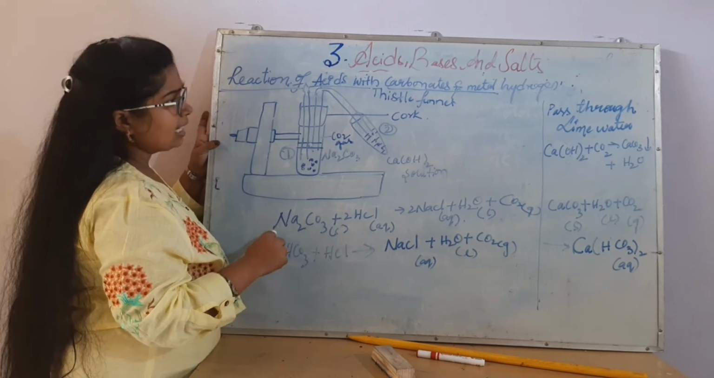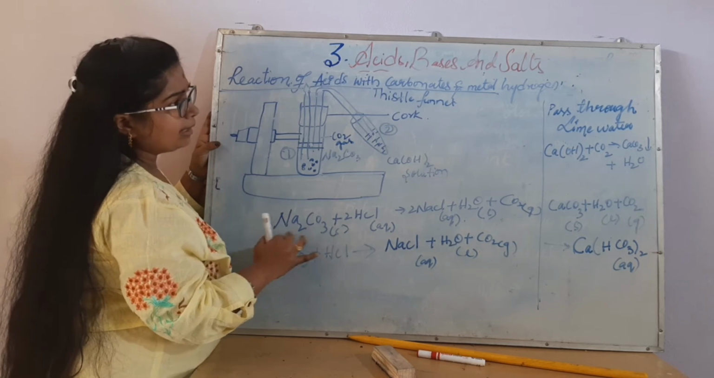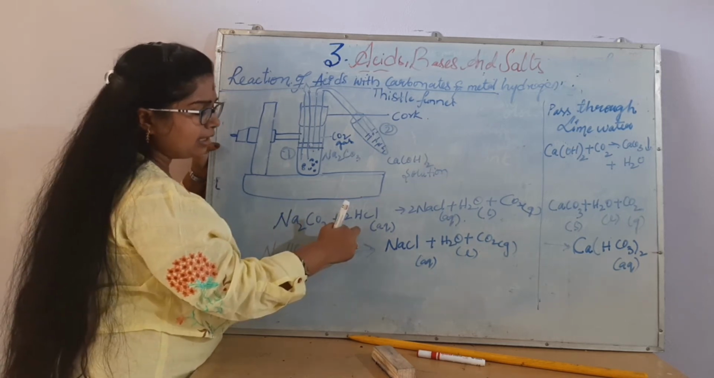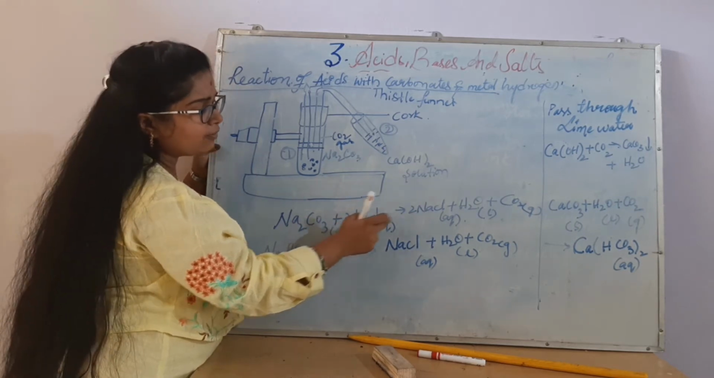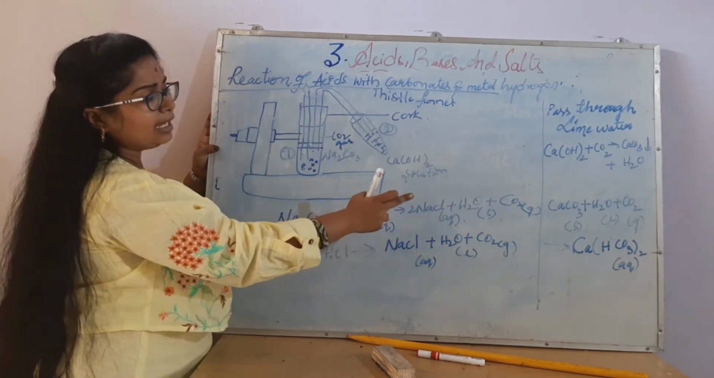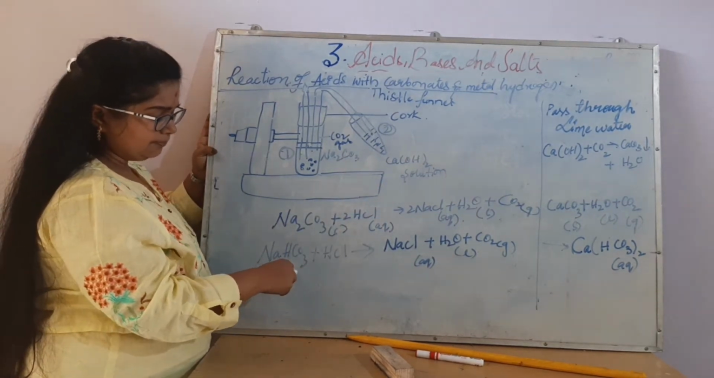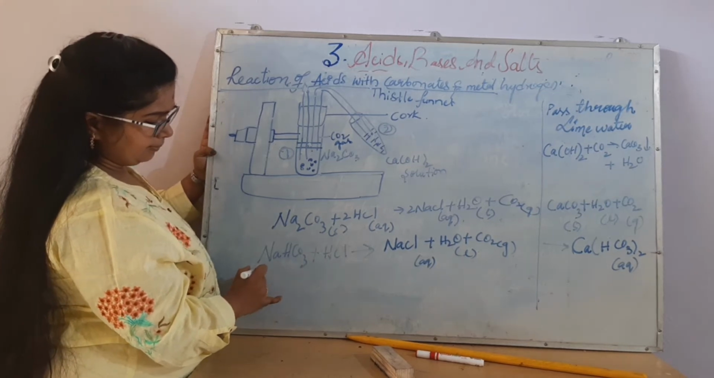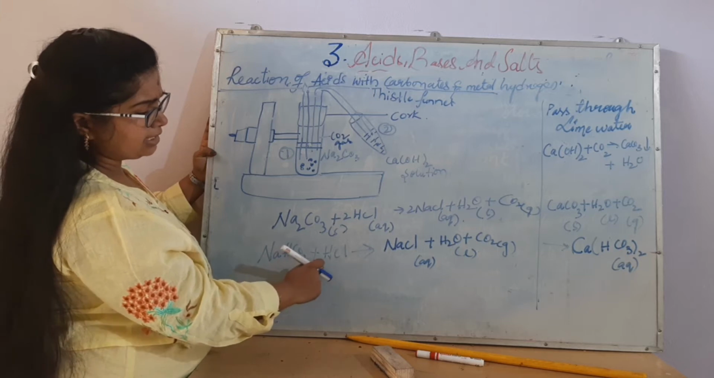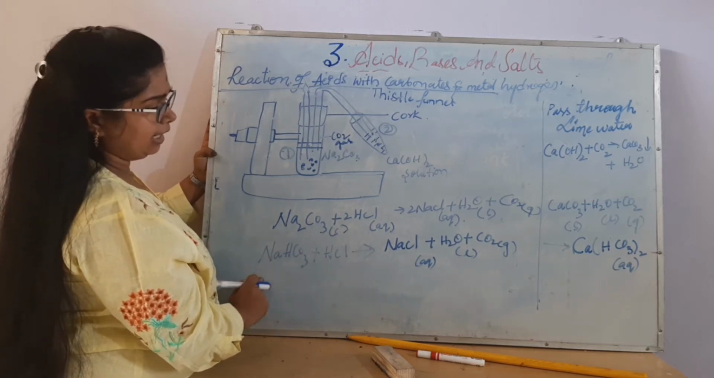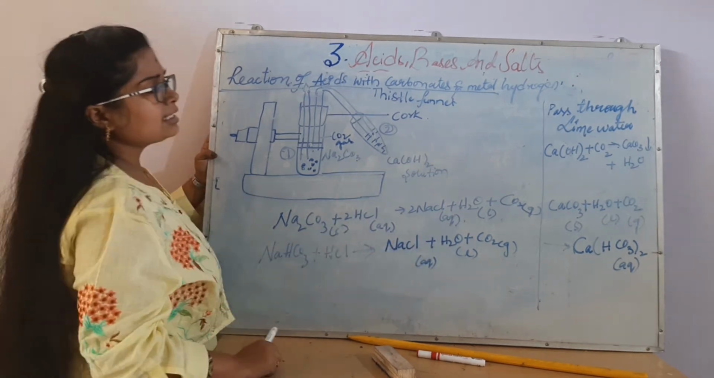So what happens when carbonates react with acid? It will give you salt plus water plus CO2 gas. And when a metal hydrogen carbonate, like sodium hydrogen carbonate, is reacted with HCl, what will it give? It will give salt plus H2O plus CO2.